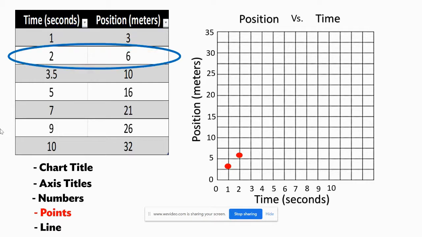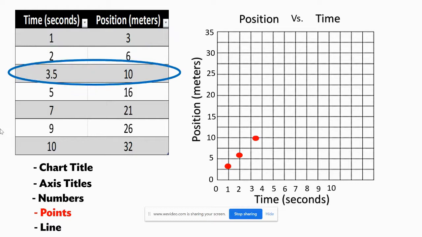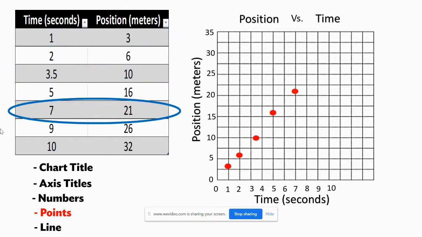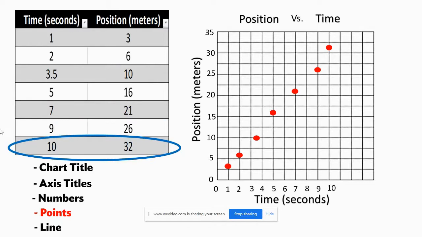Right, then we're going to do that for the next number, 2 and 6, 3.5 and 10, 5 and 16, 7 and 21, 9 and 26, and 10 and 32, all right? And then those are our dots.